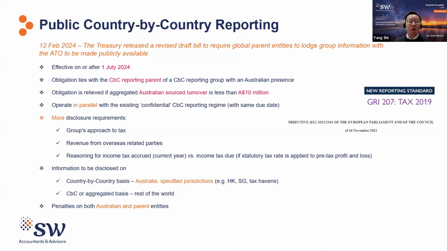Information for Australia and the specified jurisdictions, such as Hong Kong and Singapore, must be disclosed on a country-by-country basis. And for the rest of the world, aggregated disclosures are permitted. And the non-compliance will put both Australian and the global parent entities into heavy penalties.